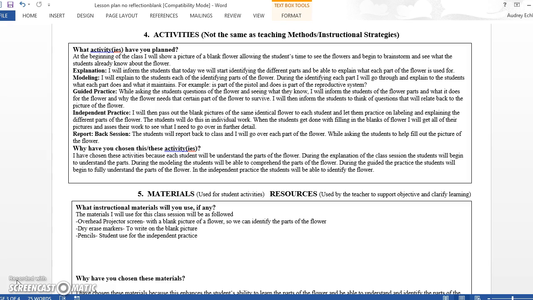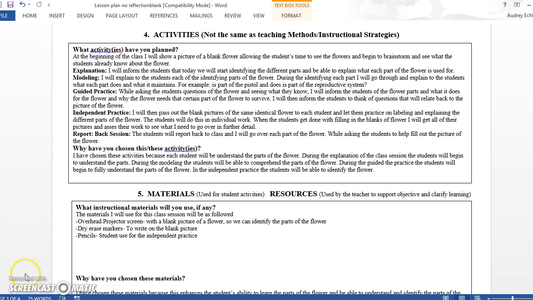In the independent practice, I will pass out blank pictures of the same identical flower to each student, and let them practice labeling and explaining the different parts of the flower. The students will do this individually. When the students get done filling in their flowers, they will all give me their pictures and diagrams, and I will assess their work from there. Then they will report back to class, and we'll go over that as a group.